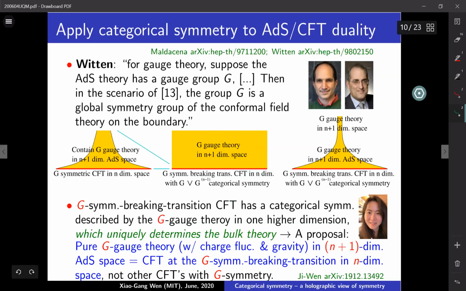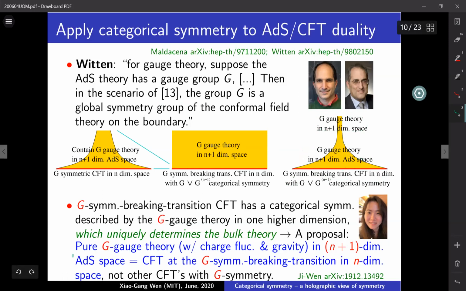So that is a more specific correspondence from the conformal field theory to the bulk gauge theory. But in our picture, the bulk gauge theory is fully gapped, and the boundary is really gapless. So in some sense, you can imagine this AdS picture is squeezed into a thin layer of boundary. This thin layer of gapless boundary carries the whole picture. So basically, for this G symmetry breaking CFT with this kind of categorical symmetry, they uniquely determine a bulk, which is a pure G gauge theory in AdS space. When you go to infinity, you get this G gauge theory.